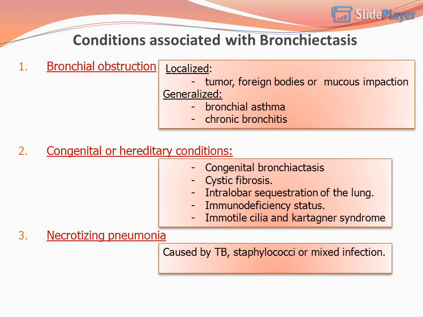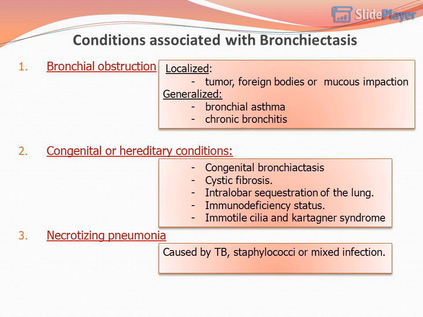Conditions associated with bronchiectasis: bronchial obstruction, congenital or hereditary conditions, necrotizing pneumonia. Localized obstruction: tumor, foreign bodies or mucus impaction. Generalized: bronchial asthma, chronic bronchitis. Congenital bronchiectasis: cystic fibrosis, intralobar sequestration of the lung. Immunodeficiency status. Immotile cilia and Kartagener syndrome.